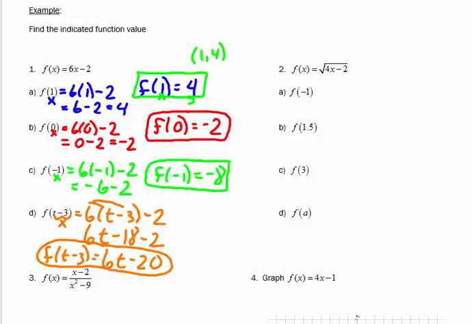Looking at number 2, we have f of x equaling the square root of 4x minus 2. We start off the same way, finding what the x value is. The x value is negative 1, so f of negative 1 says plug in a negative 1 for x. Anytime I do a substitution, I use parentheses. So 4 times negative 1 minus 2. Well, 4 times negative 1 is negative 4, and negative 4 minus 2 is negative 6.